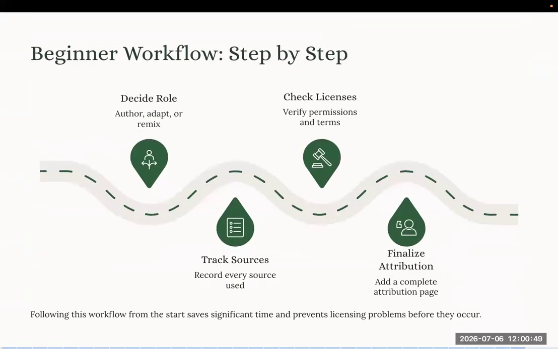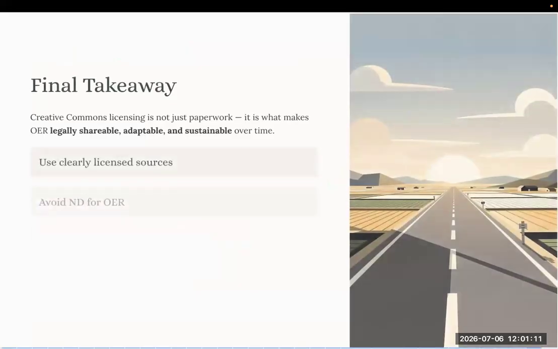So, beginner workflow. Decide: are you authoring, remixing, or adapting? What are you doing? And this often requires a needs assessment for your class. You're going to track your sources while you use them. Think about it the same way that we teach our students when you're referencing and citing different content: you have to track it. Check your licenses, make sure that you have the permission to do that, and that you have a final attribution for everything.